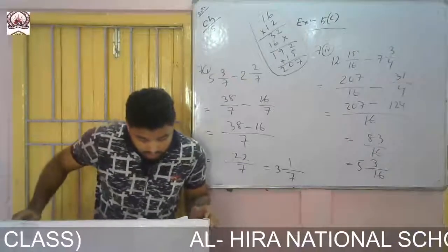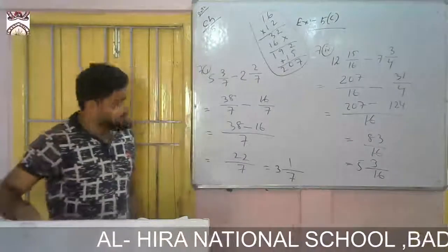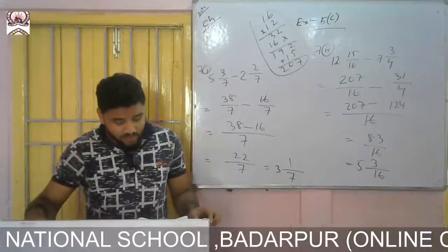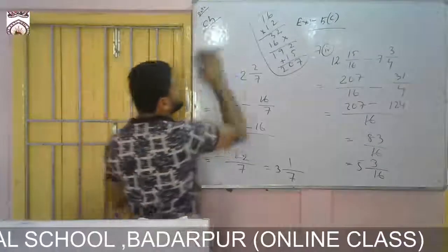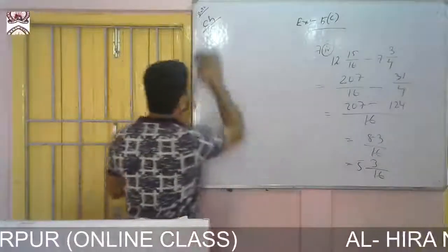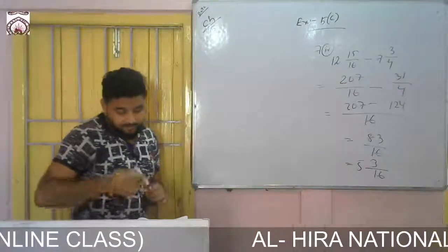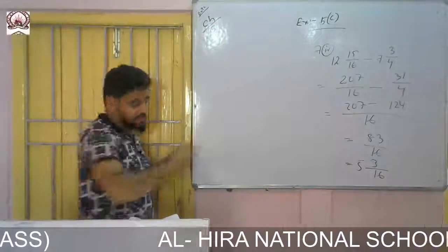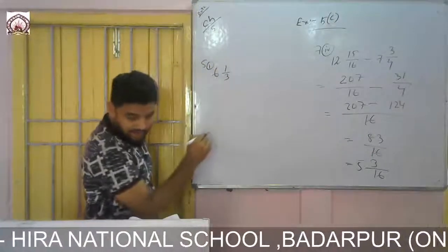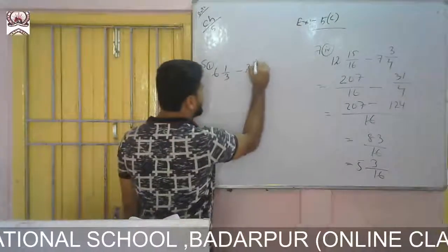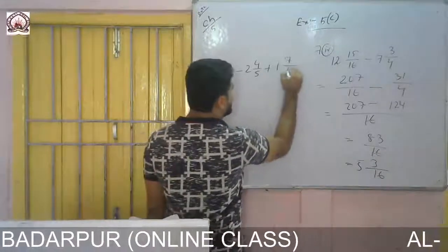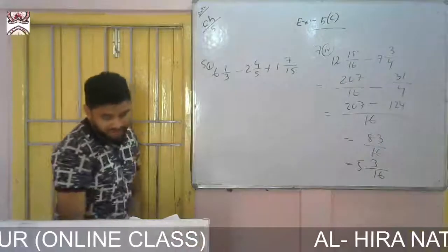Okay, let me show one. Question number 1, you see: 6 1 by 3 minus 2 4 by 5 plus 1 7 by 15. So see, 6 1 by 3 minus 2 4 by 5 plus 1 7 by 15.